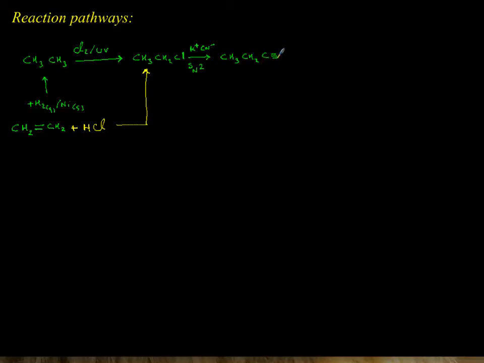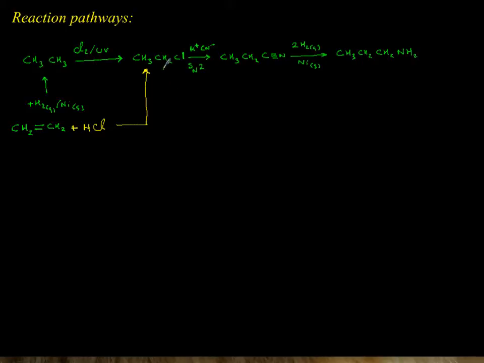CH3CH2C triple bond N. You can add hydrogen to this, hydrogenation, nickel catalyst one more time, and then you open it and you have an amine, CH3CH2CH2NH2. So this is propane nitrile, and this is 1-propane amine. And the starting material, remember, was ethene.